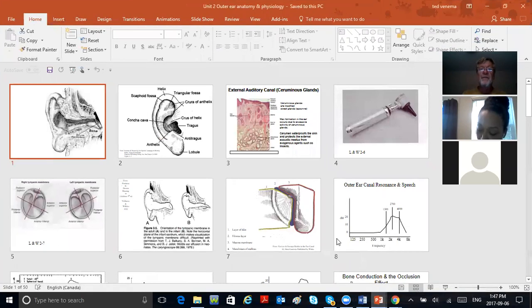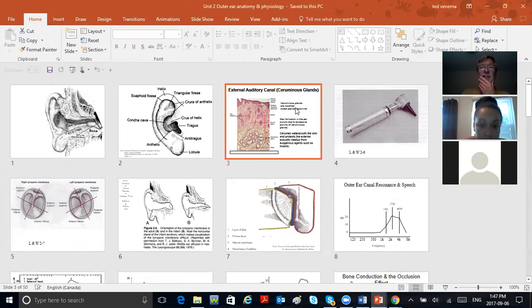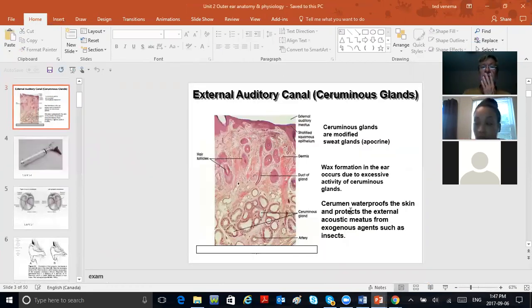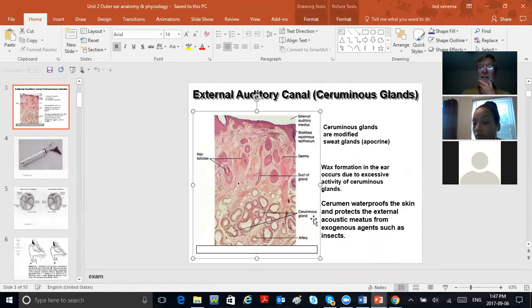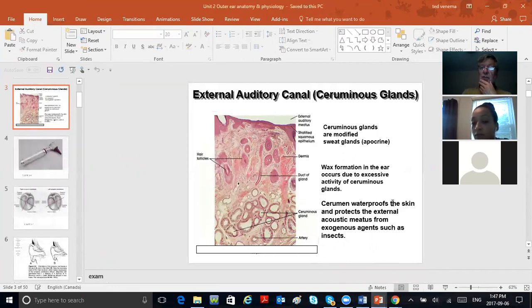This slide is just showing you wax glands. It gives you a picture of ceruminous glands and wax formation. Cerumen waterproofs the skin and protects the external ear canal from exogenous agents such as insects. See, told you bugs don't like it.